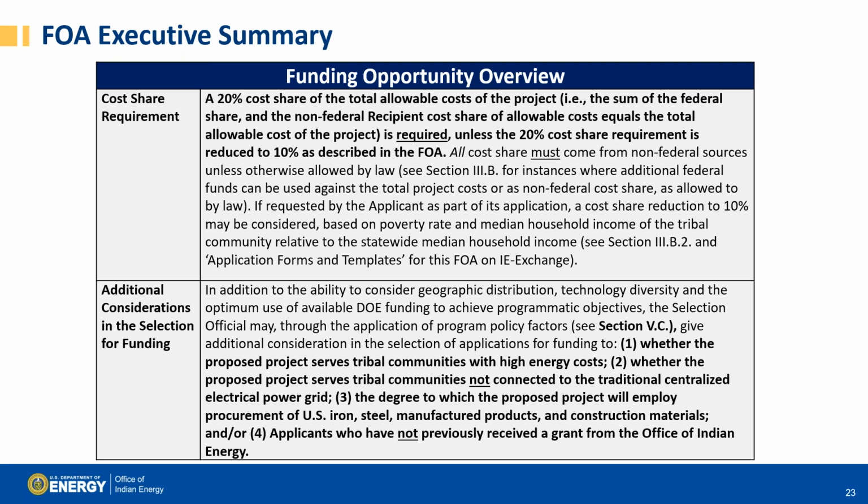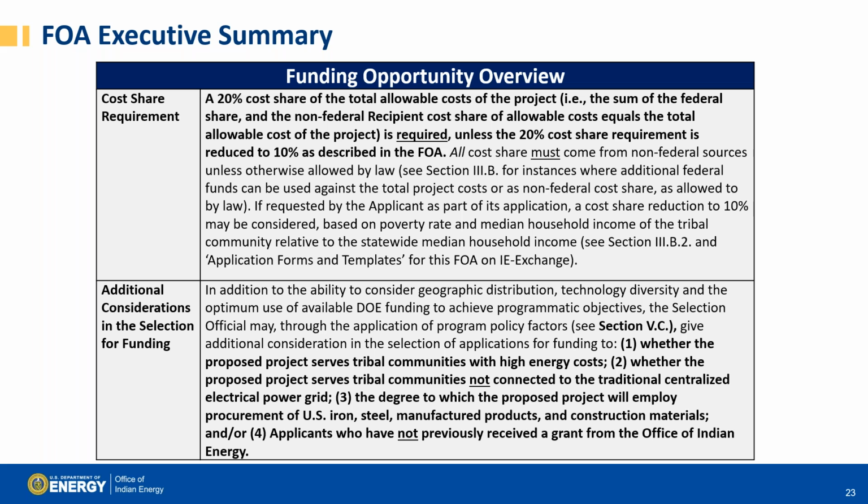The third item, the degree to which the proposed project will employ procurement of U.S. iron, steel, manufactured products, and construction materials, is a new consideration resulting from the Buy America requirements of the bipartisan infrastructure law.